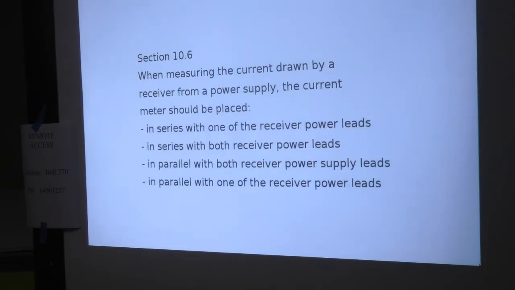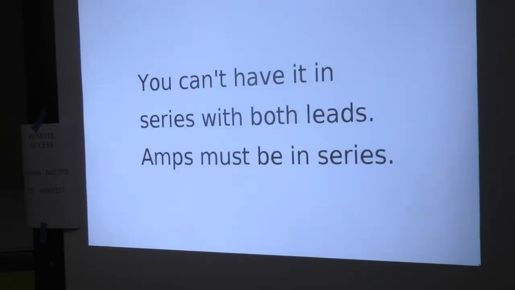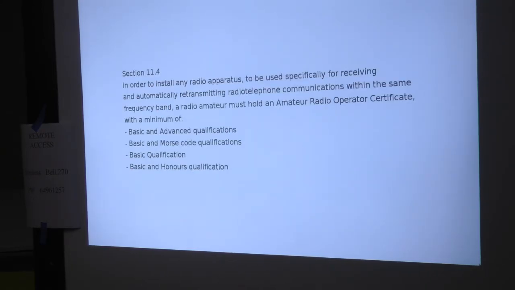So, when measuring the current drawn by a receiver from a power supply, the current meter should be placed in series with one of the receiver power leads. Yes. You can't connect in series to both leads. That doesn't make any sense whatsoever. That would be in parallel, or it becomes the entire part of the circuit. So ammeters must be connected in series.